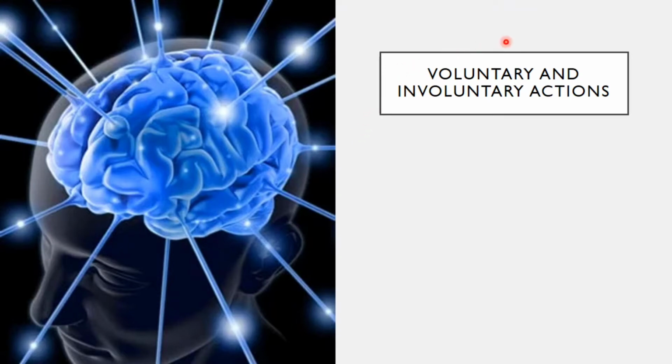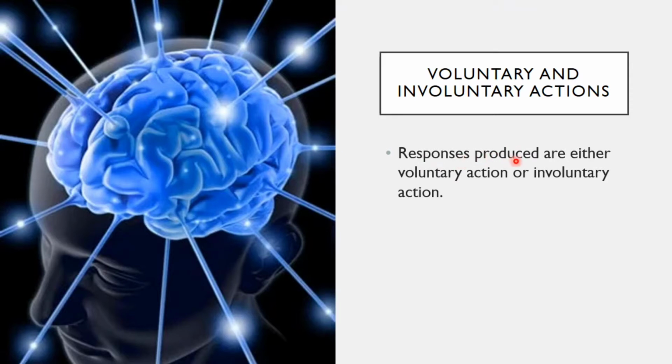Now let's discuss voluntary and involuntary actions. Responses produced are either voluntary action or involuntary action. I have two questions for you. My first question: what are the pathways of information transmission involved in both actions? And my second question is, what are the differences between voluntary action and involuntary action?